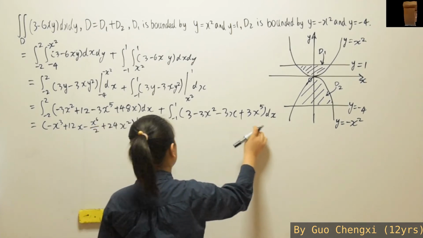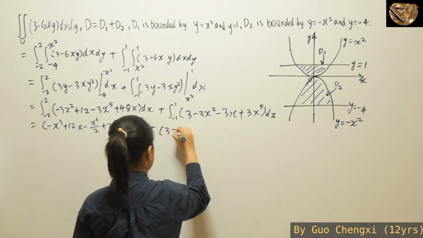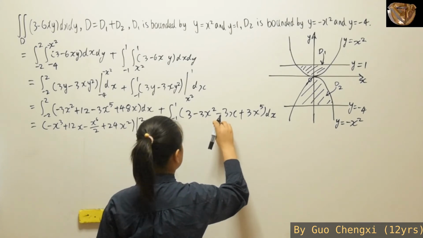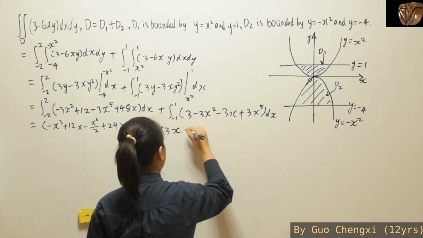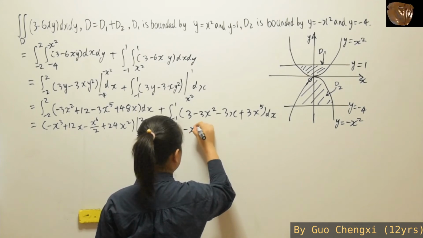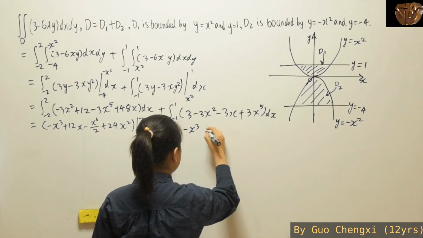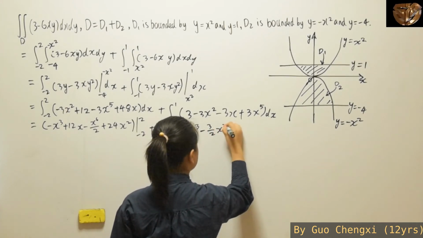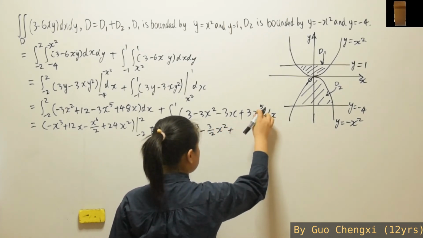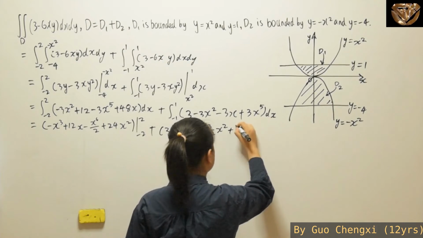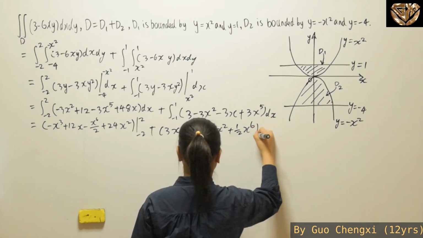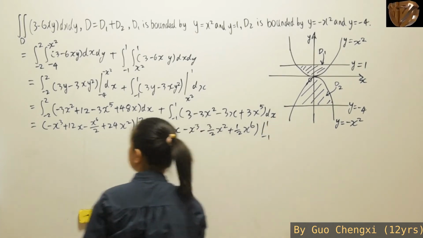Well, for this part, when you integrate the first one, you just get 3x. The second one, you have x cubed over 3, so simplify, negative x cubed. Then for this part, you're going to get x squared, so here it's going to be 3 over 2 x squared plus. So this part you integrate and you get 1 over 6, so you get 1 over 2 x to the power of 6, from -1 to 1.